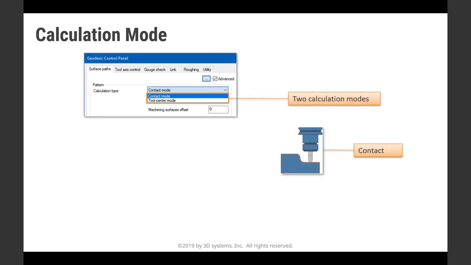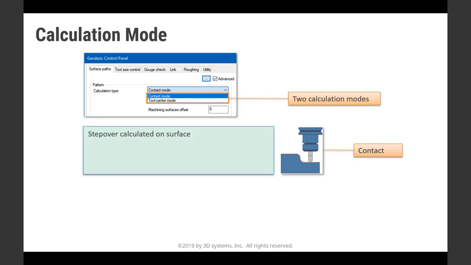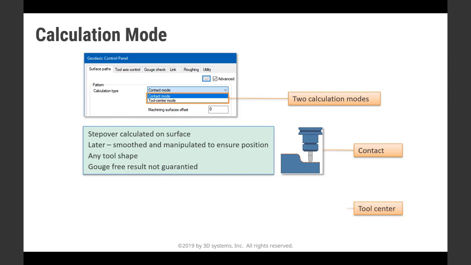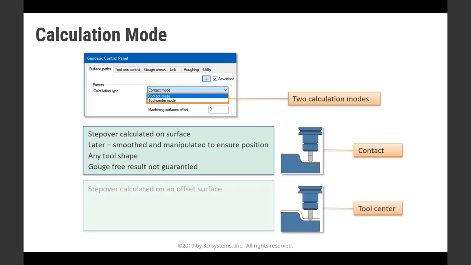First one is contact. The stepover is calculated on the surface itself. Later on, the motions are smoothed and manipulated to ensure position. It supports any tool shape. Because of the later manipulation, the gouge-free result is not guaranteed, which means that we need to activate some gouge check avoidance settings.